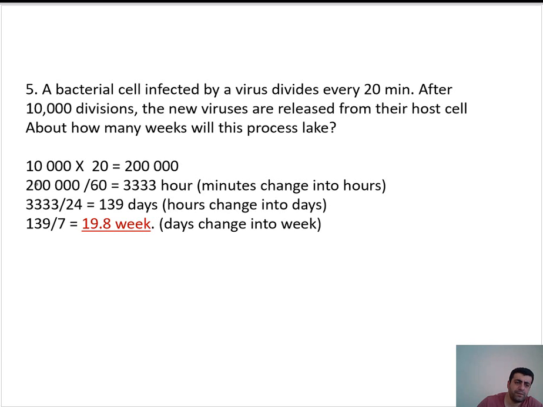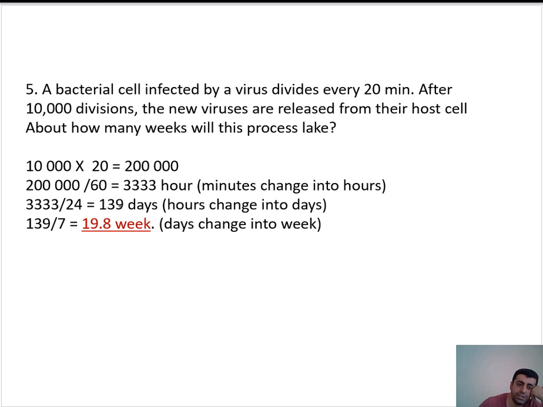So we change 200,000 minutes into hours by dividing by 60, because 60 minutes is 1 hour. 200,000 divided by 60 is about 3,333 hours. That means minutes changed into hours. Now 3,333 hours change into days. Every 24 hours is 1 day. When we divide by 24, it is going to be 139 days. That means hours changed into days.